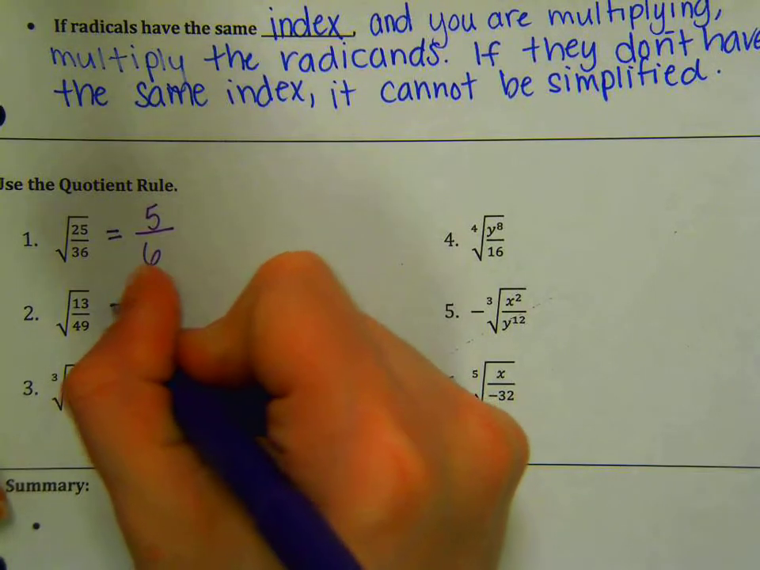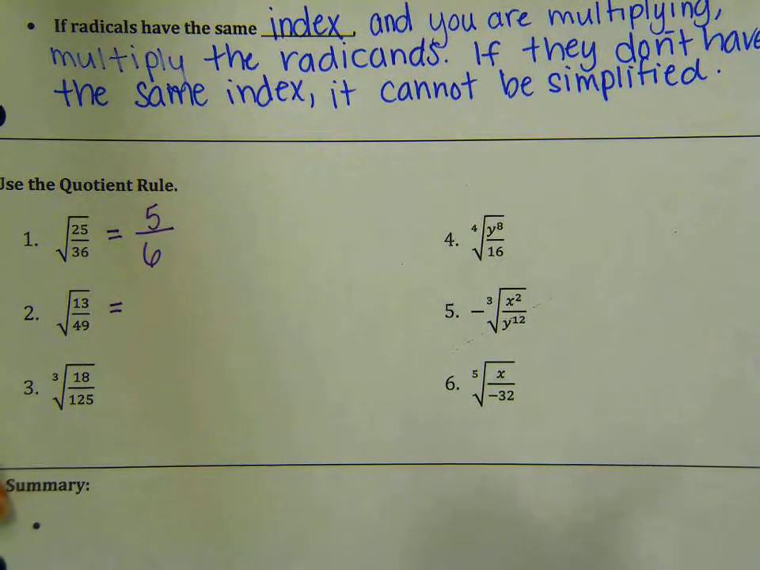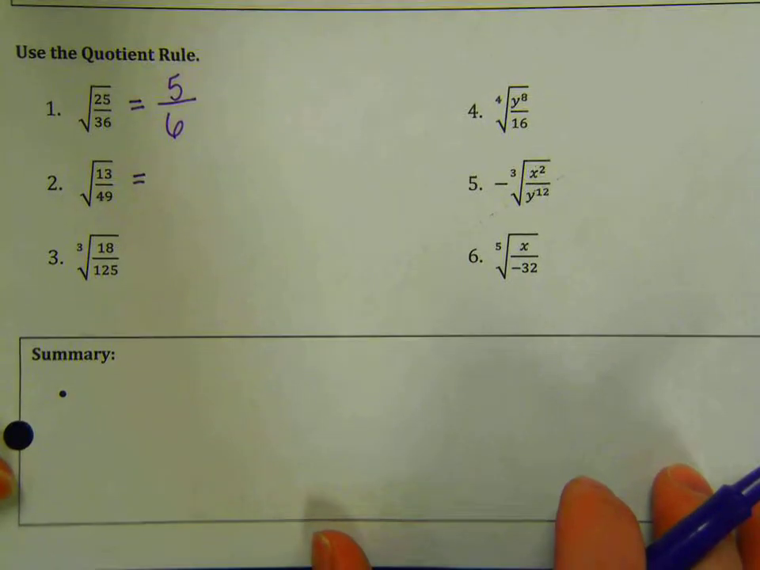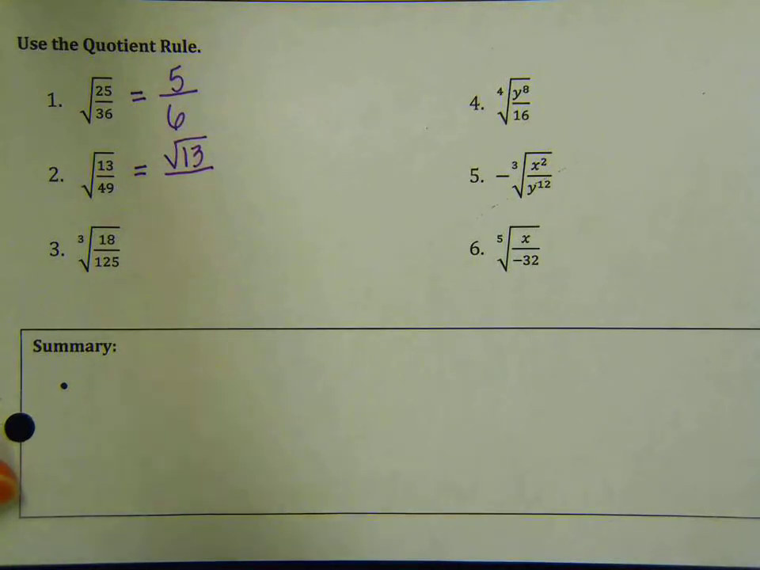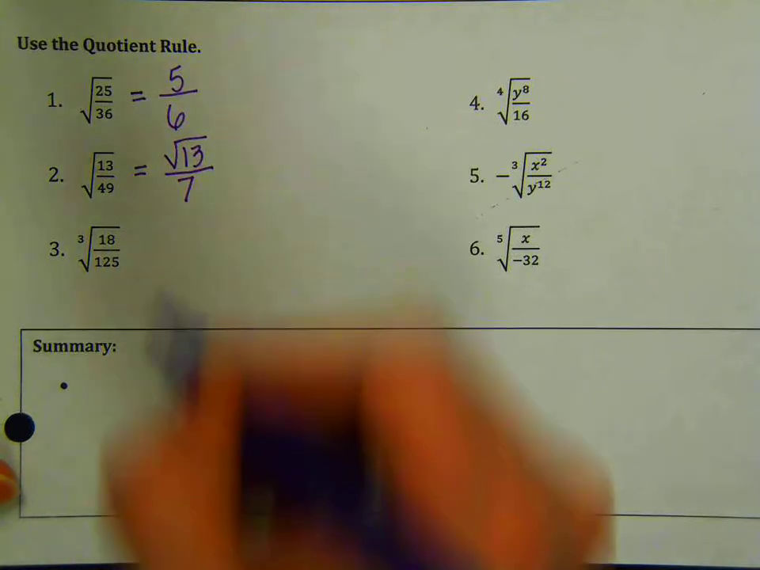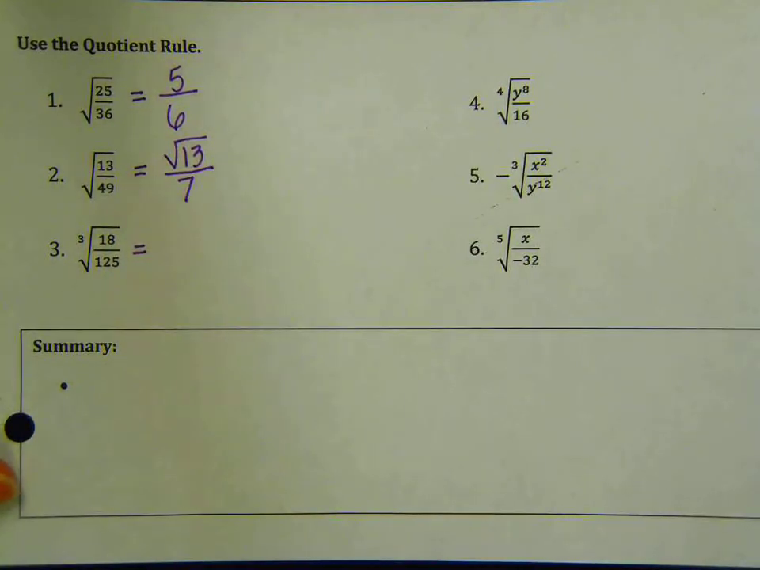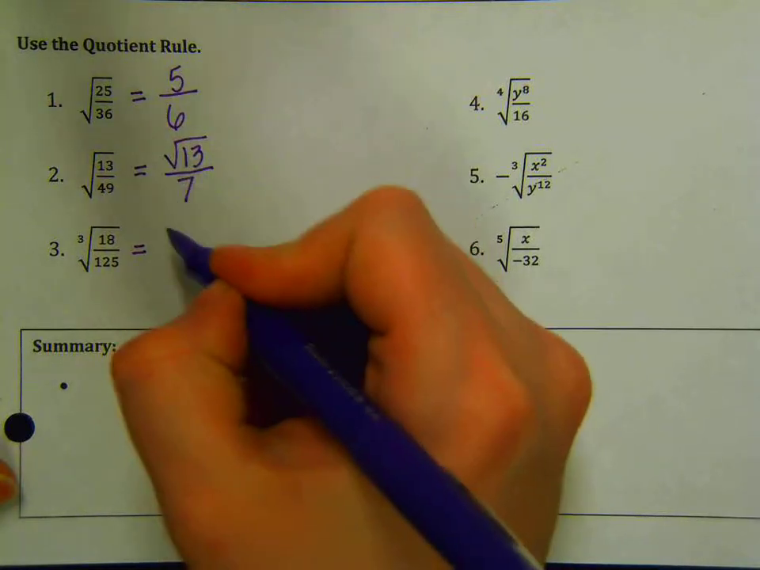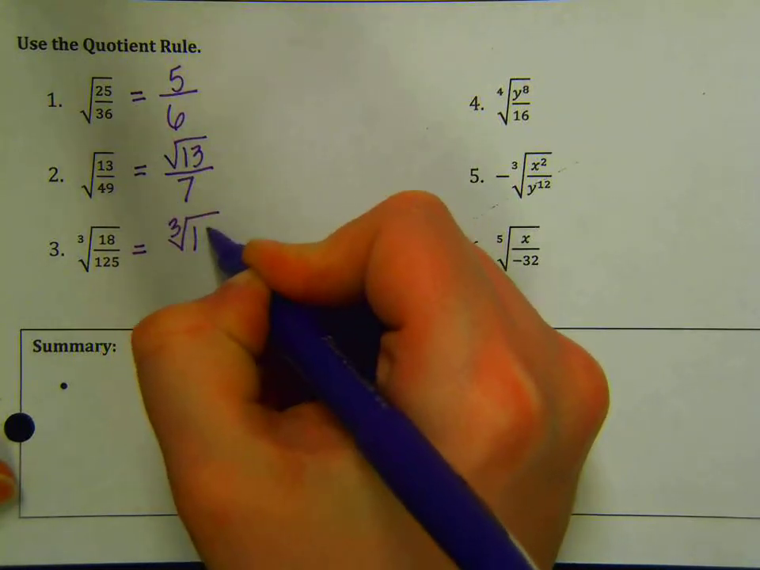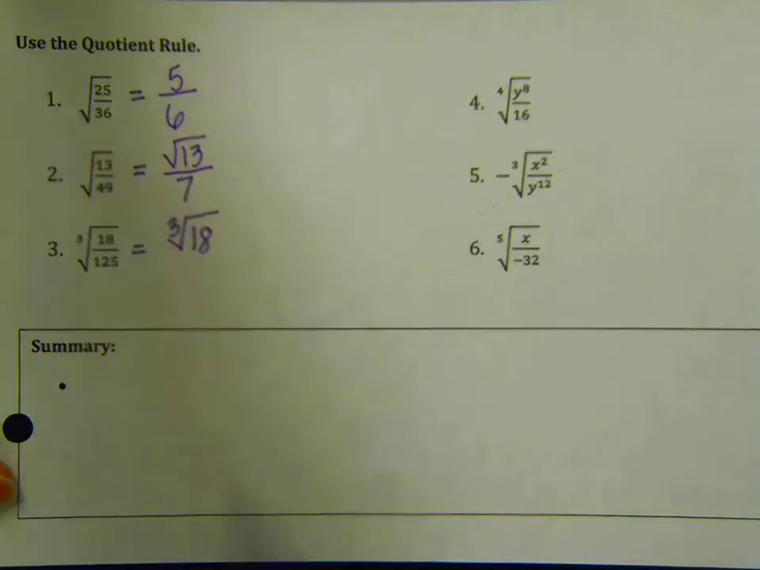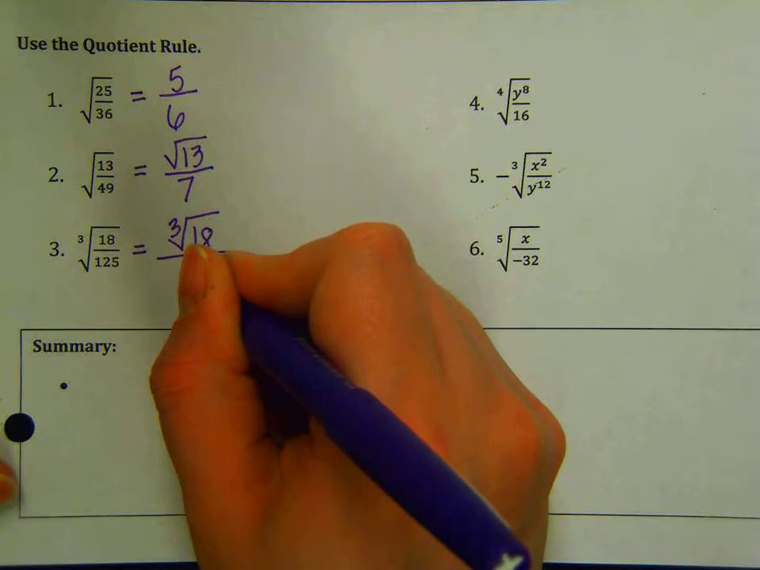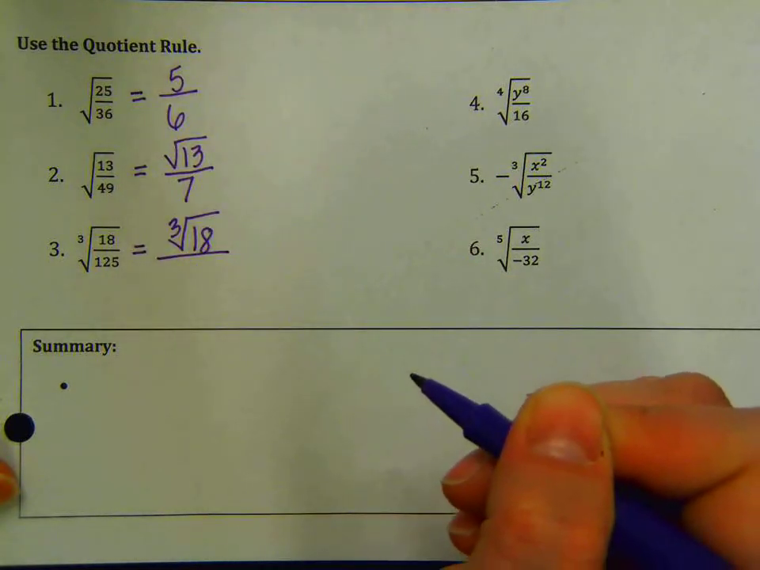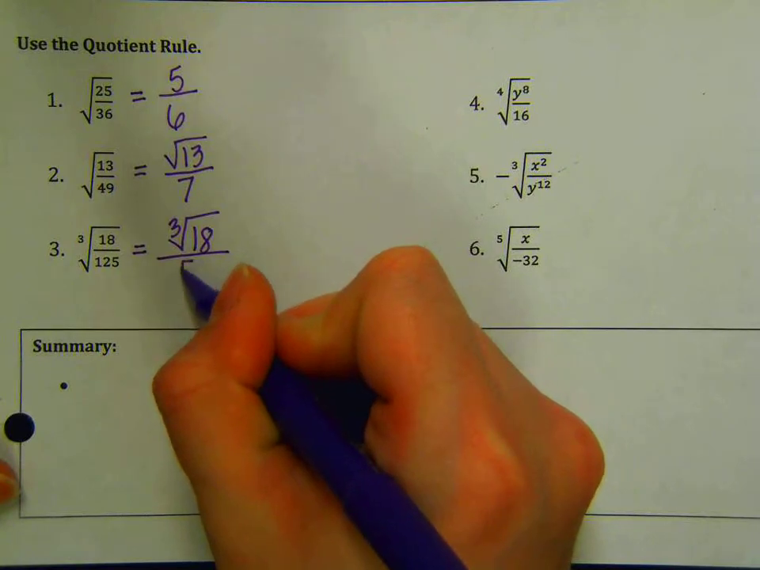Now number 2 is a little bit different. Do we know what the square root of 13 is? No, so I'm just writing square root of 13. And then what's the square root of 49? 7. Be careful, number 3 is not a square root, it's a cube root. So the cube root of 18, we don't know that one. Well, not yet, anyway. And the square or cube root of 125? Good job.